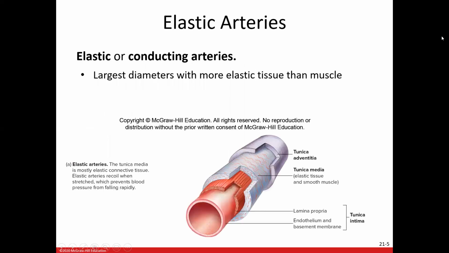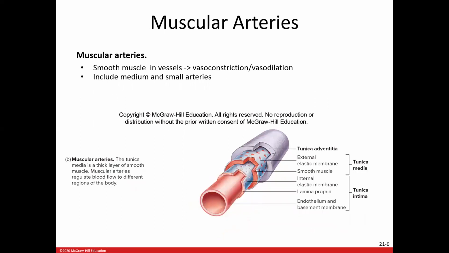So elastic arteries, also called your conducting arteries, have a lot of elastic tissue instead of muscle, so they have a much more prominent layer of the tunica intima. And they are also of large diameter. Next, we have your muscular arteries. So these have a much larger layer of smooth muscle in the vessels, which allow them to vasoconstrict and vasodilate, so to allow less or more blood to flow through. And these actually are a mix of medium arteries and small arteries that make up muscular arteries.